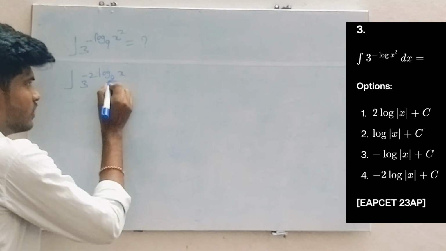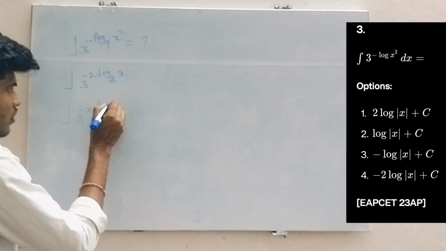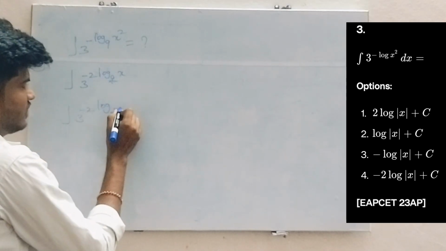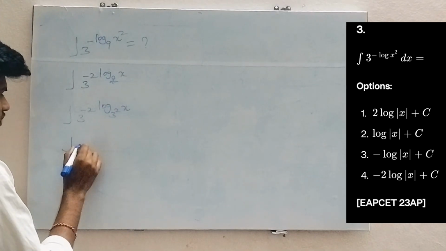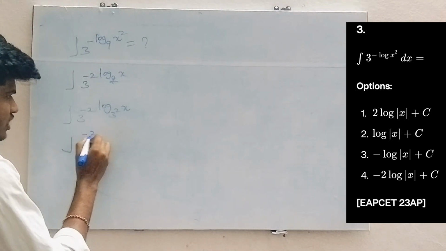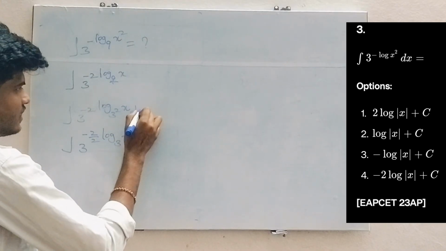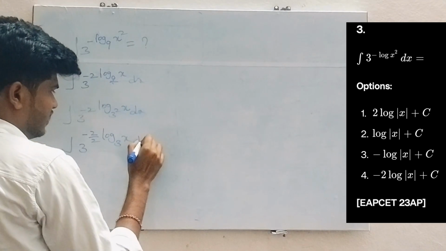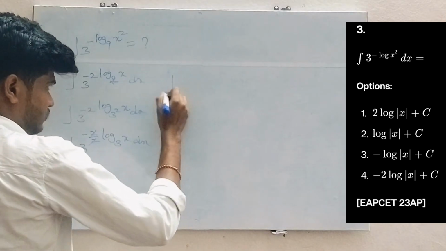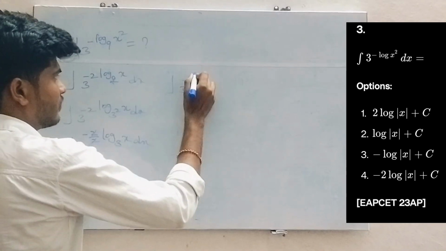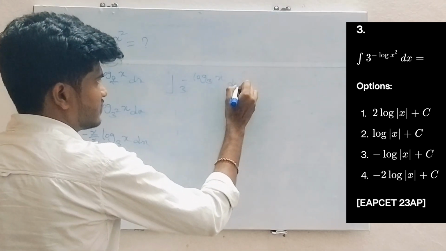Here the base is how much? 9. So we can write that the base is log of 3 square x, and integral of 3 power minus 2 by 2 log of base 3 x. Here dx and here dx. The 2 and 2 are cancelled. Integral of 3 power minus log of base 3 and x dx.